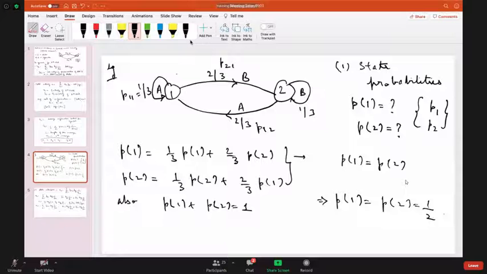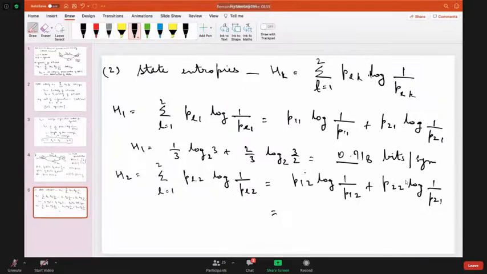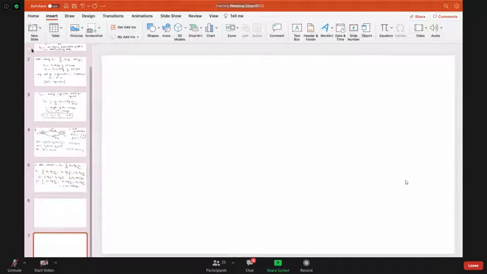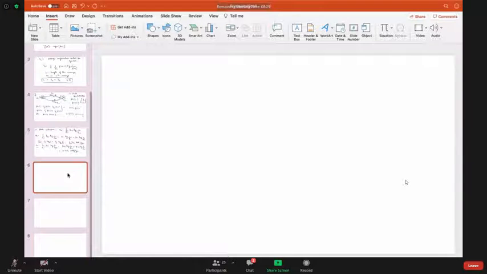Okay, so if you look at it, I think you'll get a similar expression because ultimately the values are the same. So this would be 1 by 3 log of 3. This would be 2 by 3 log of 3. So I think this will also come out to be 0.918 bits per symbol. So these are the probabilities, state entropy, sorry. These are the state entropies. So this is how you evaluate them. Let me add some more slides.